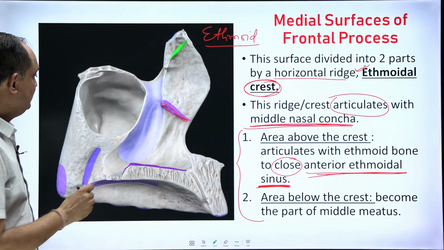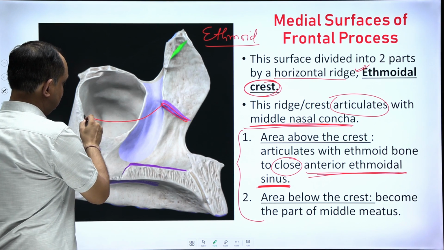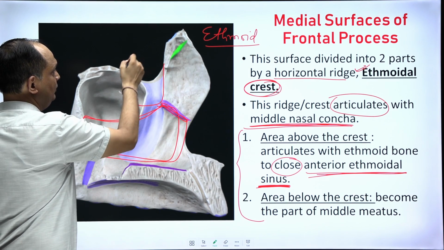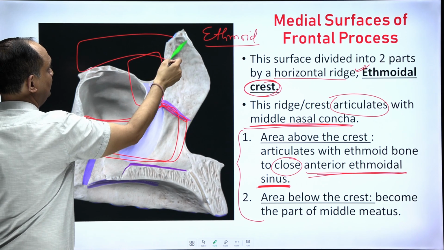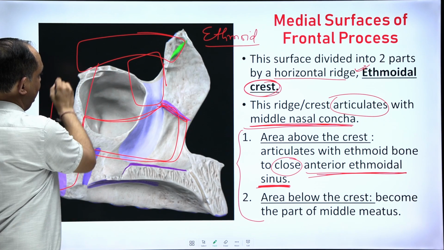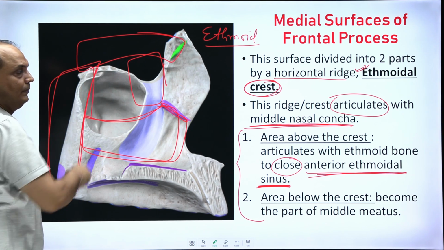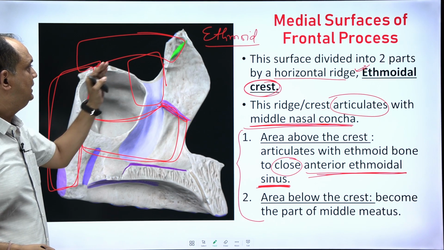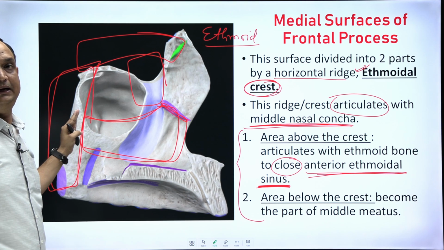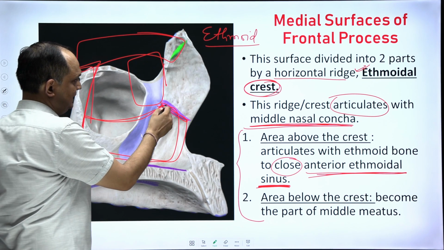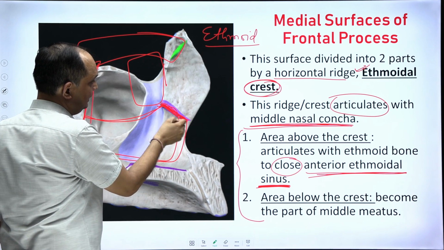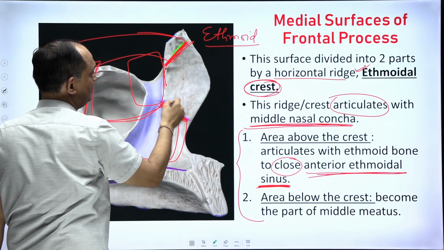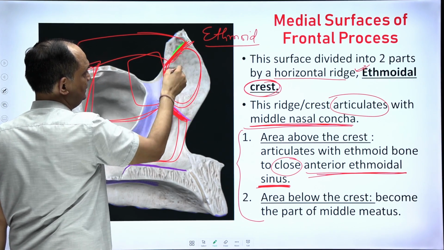What are these bones? We have seen, here you will have the inferior nasal concha, here you will have the lacrimal bone, here you will have the ethmoid bone, and here you will have the perpendicular plate of the palatine bone. So on all four sides you will have the four bones: inferior nasal concha, lacrimal, ethmoid, and palatine. So this area is known as the conchal crest. This area is known as the ethmoidal crest. Now we will talk about this area which is below the ethmoidal crest.